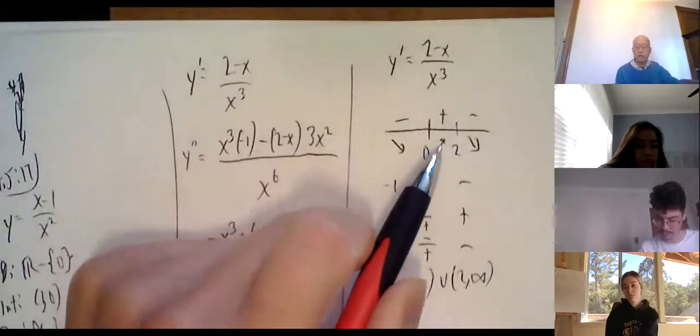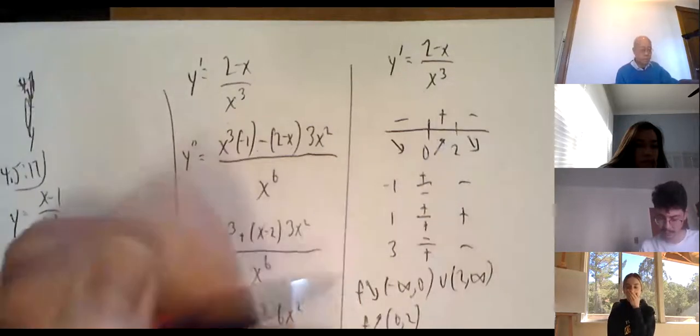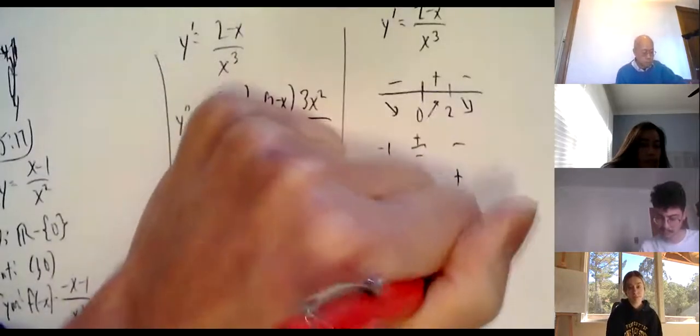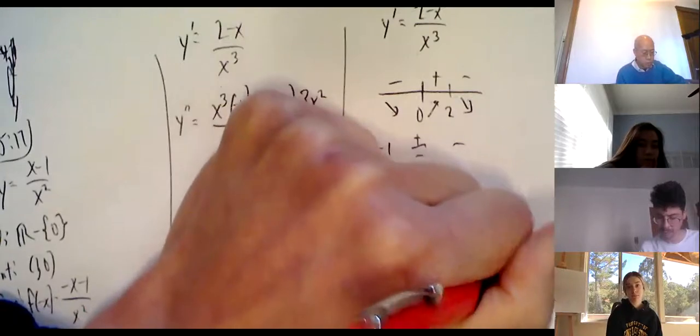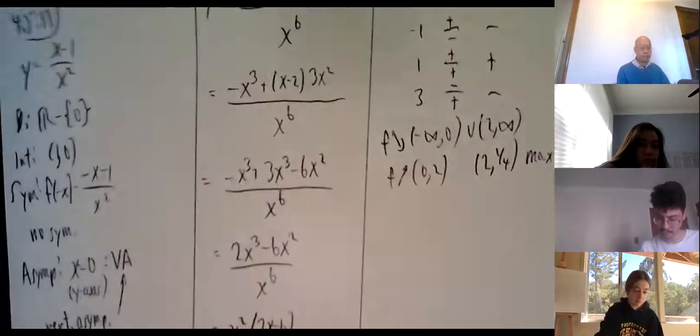And what kind of a point is it going to be? Maximum, right? (2, 1/4) is a relative maximum.